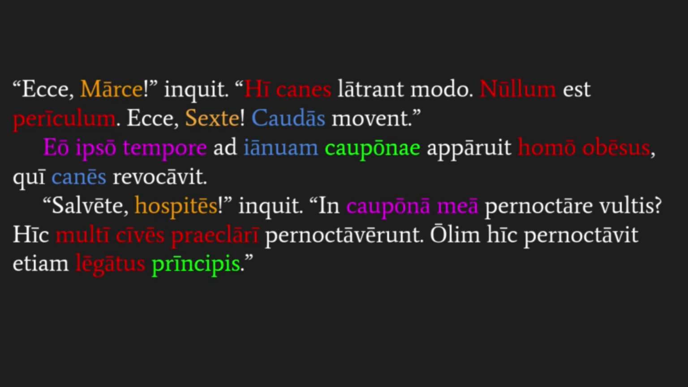And he says, hic multi cives praeclari pernoctaverunt. So here, hic, meaning in my inn, many citizens, multi cives, and they're described as praeclari, distinguished or famous. So many famous citizens spent the night. Again, it's perfect tense. They spent the night, pernoctaverunt.